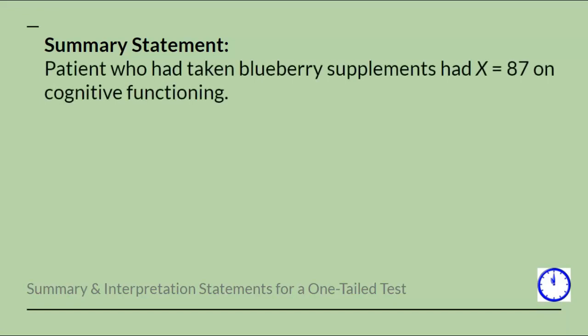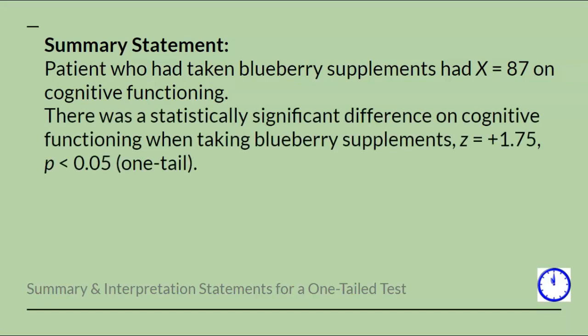Now, let's discuss how to report the results of this one-tailed hypothesis test. The summary statement will use the exact same format as a two-tailed test. The first sentence will report that the patient who had taken blueberry supplements had X equals 87 on cognitive functioning. The second sentence would be, there was a statistically significant difference on cognitive functioning when taking blueberry supplements, our z of plus 1.75, and p is less than 0.05.